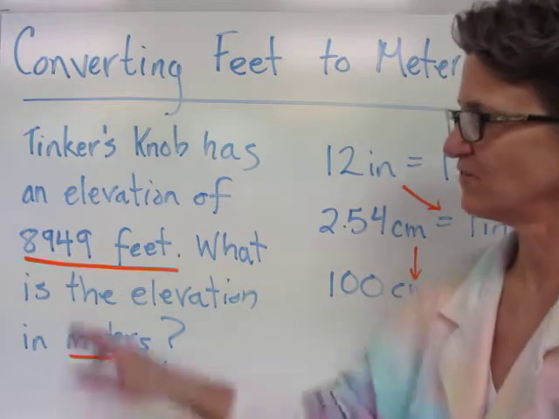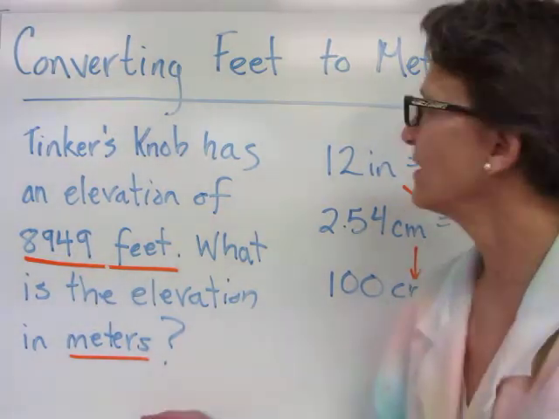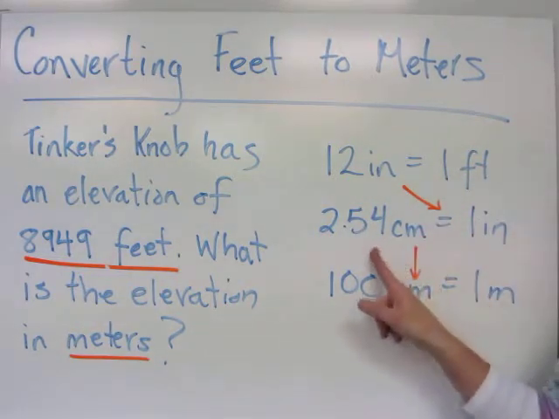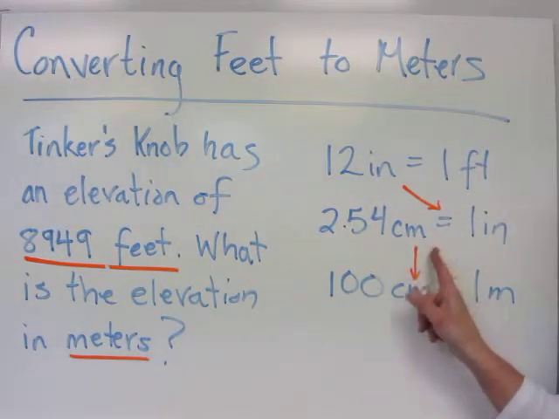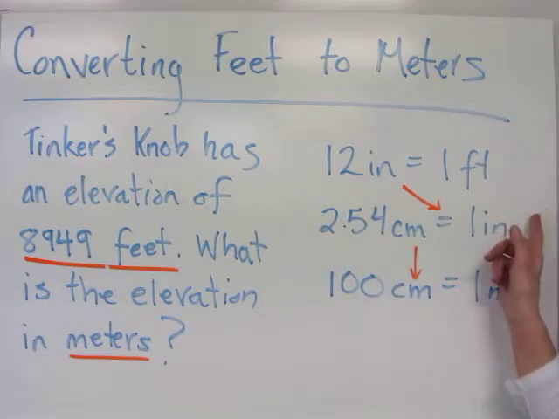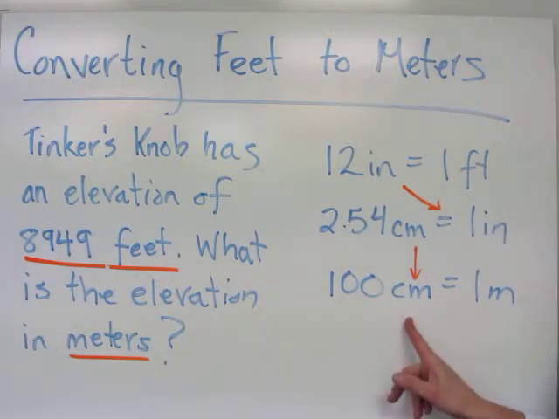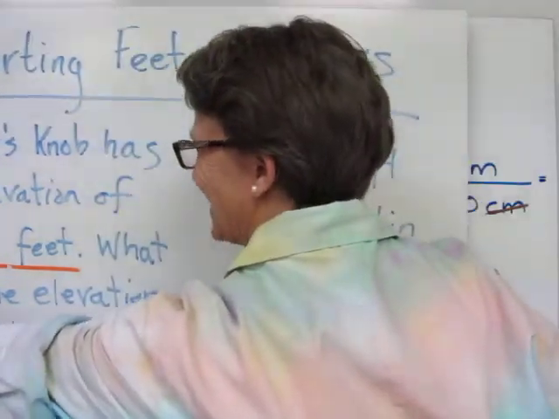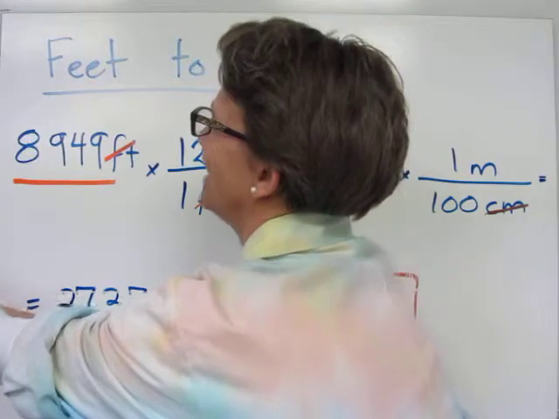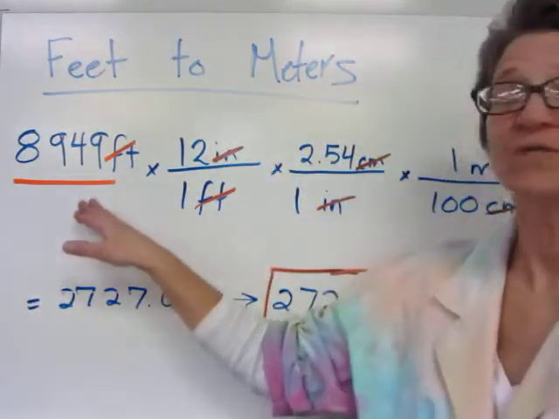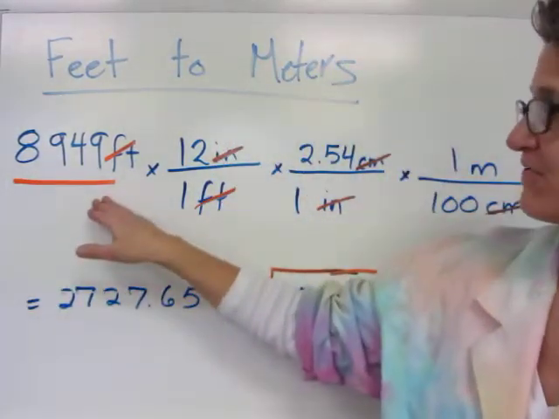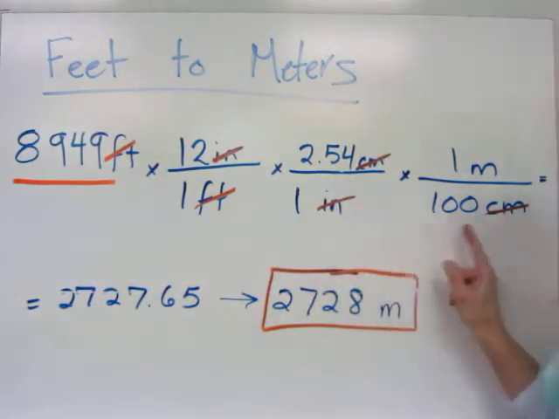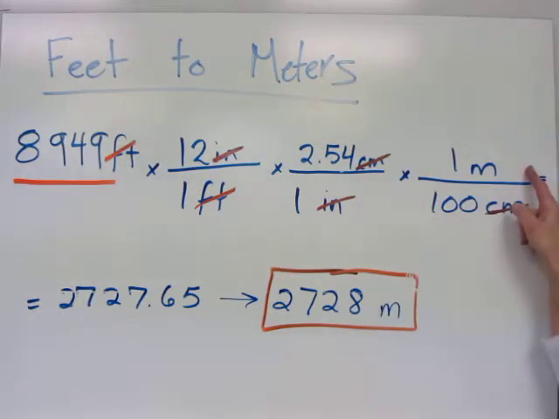So the first thing to do is figure out what you're converting and then list all your conversion factors. You know there's 12 inches in a foot. You should know there's 2.54 centimeters in 1 inch. This is an exact value. And there's 100 centimeters in 1 meter. So use unit analysis to convert your feet to inches, your inches to centimeters, and your centimeters to meters.